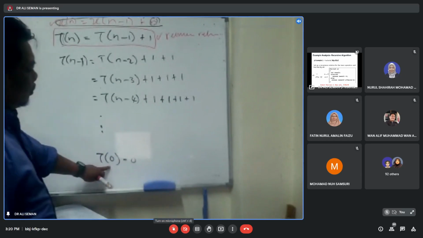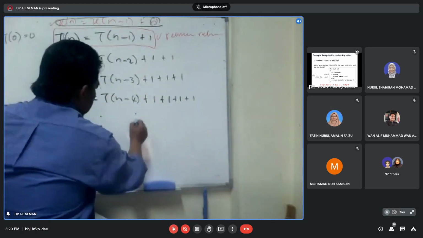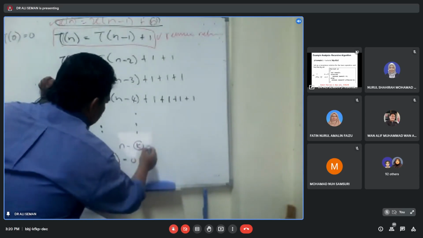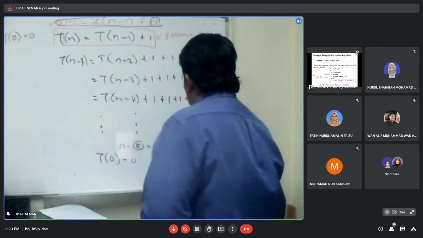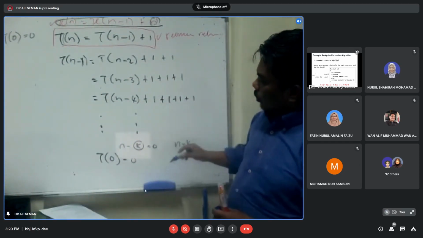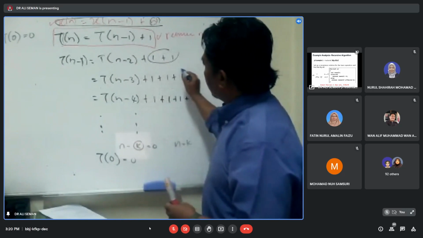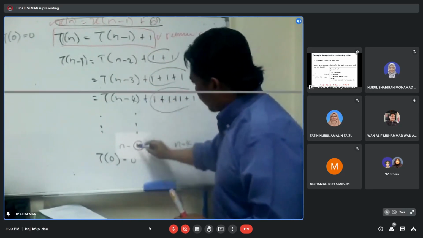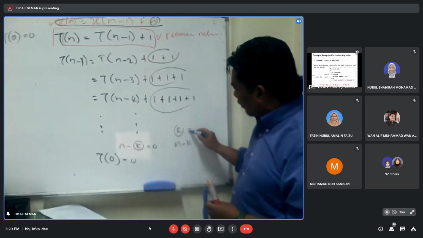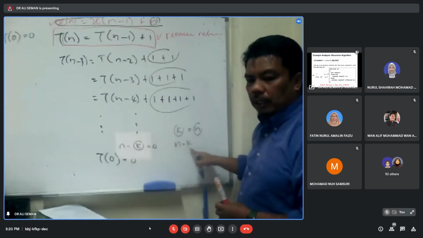How do we stop at 0? n minus what equals 0? Maybe you put k here. So when n minus k equals 0, it means n equals k, correct? So we can observe that if 2, here we have 2. If 3, we have 3. If 4, we have 4. Until k here, it means here is k. So k equals n, because n minus k equals 0, right?